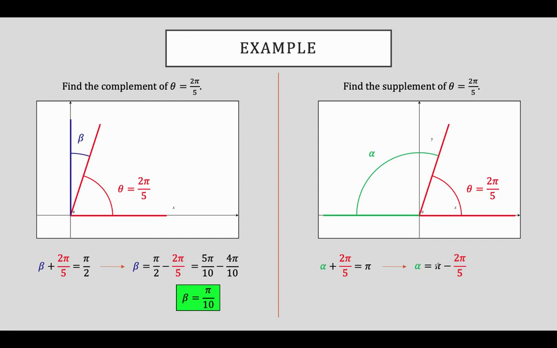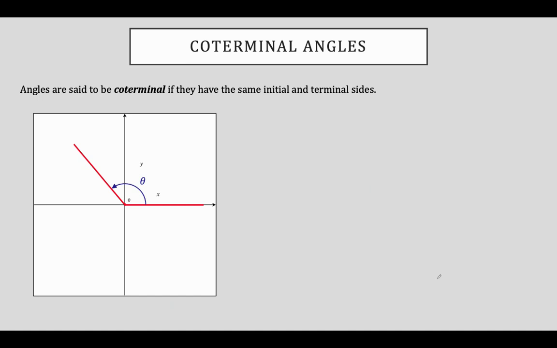I multiply this first value by 5 over 5. That's 5 pi over 5 minus 2 pi over 5, which gives me 3 pi over 5 as my final answer for the supplement. Right, so that's finding complements and supplements.